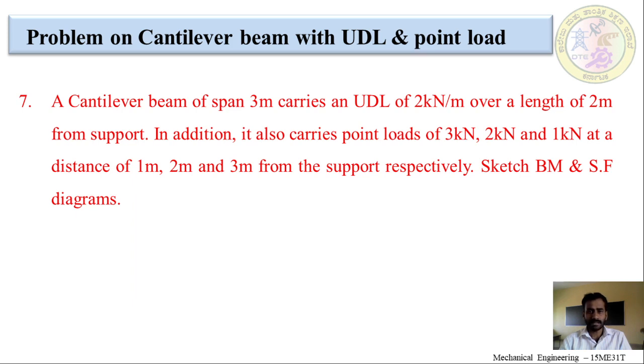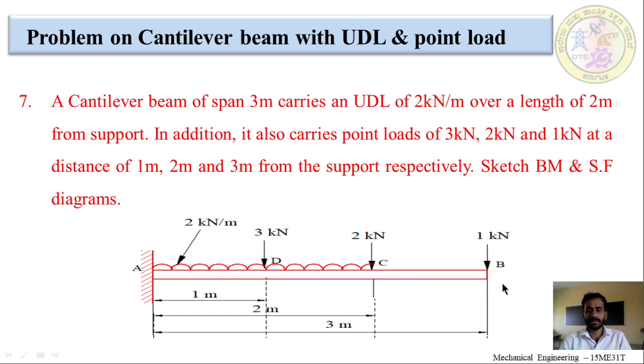So, only the statement of the problem is given. First you have to sketch the beam diagram, including the loads. So, first you have to read the question carefully and draw the sketch. It is a cantilever beam of span 3 meters. First you have to draw a cantilever beam of 3 meter length, fixed at A and free at the other end B.